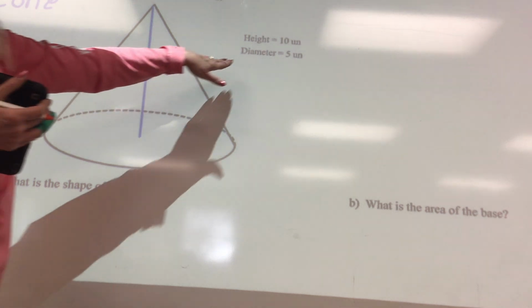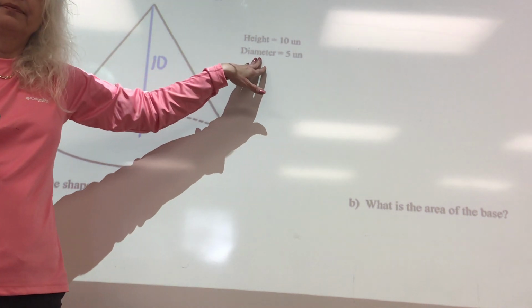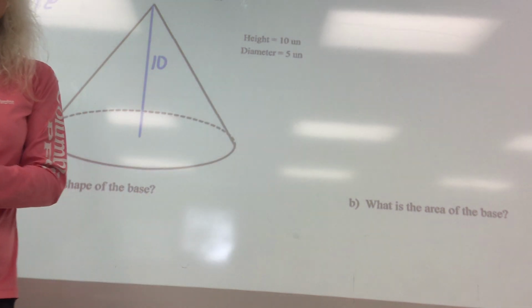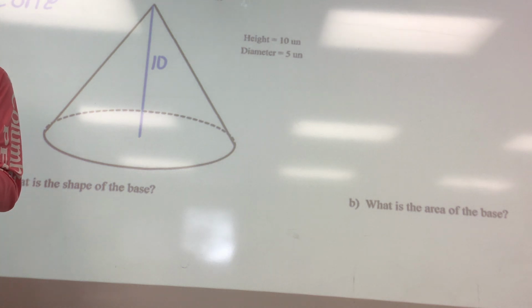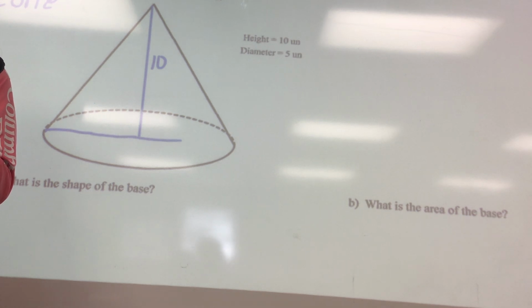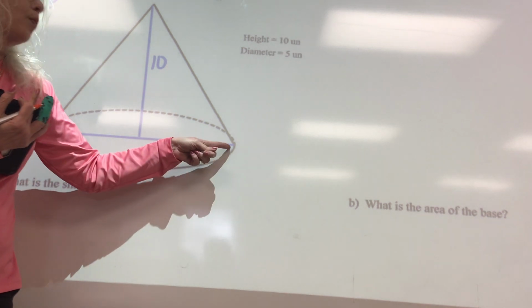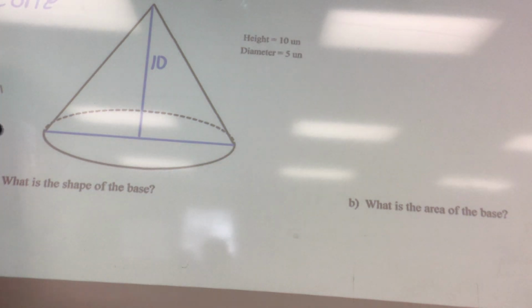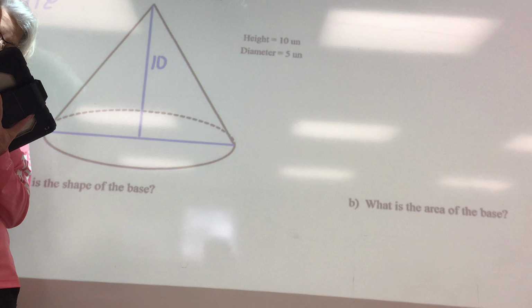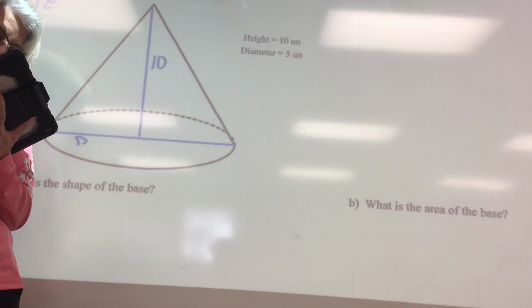Then this, it says it is the diameter. Yesterday, you were given the radius. So the diameter goes all the way across from one edge to the other. After you draw your diameter, label it.